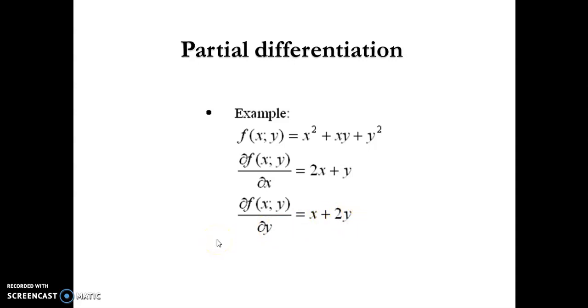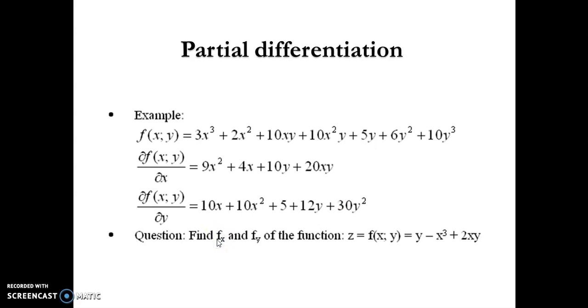Let's look at another example. Right, slightly more complicated. So here we have our function of two variables x and y, and it's 3x cubed plus 2x squared plus 10xy plus 10x squared y plus 5y plus 6y squared plus 10y to the power of 3. So firstly, I'm going to get my partial derivative of this function with respect to x. So partial df by dx, that means I'm differentiating this wherever I see an x, but I'm treating y as a constant.